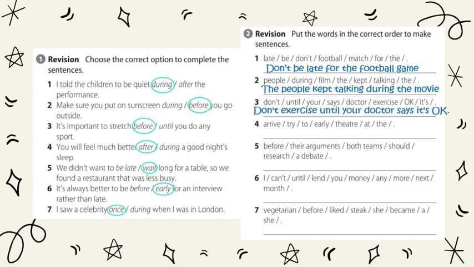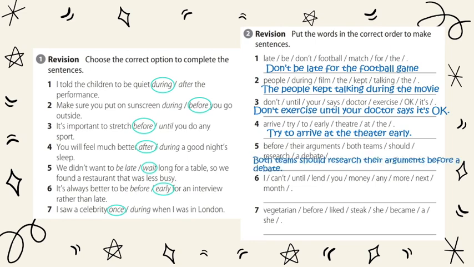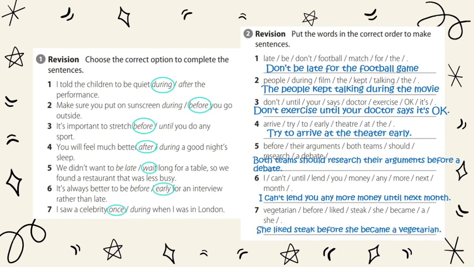Number 3, don't exercise until your doctor says it's okay. Number 4, try to arrive at the theater early. Number 5, both teams should research their arguments before a debate. Number 6, I can't lend you any more money until next month. And number 7, she liked steak before she became a vegetarian.